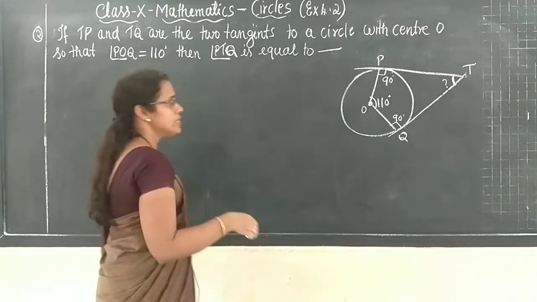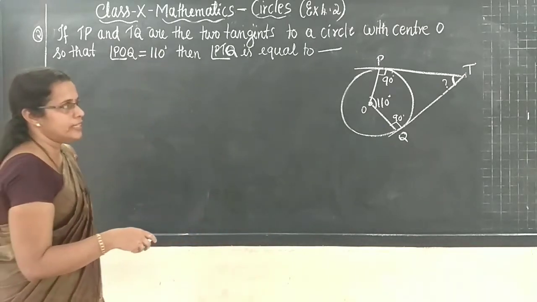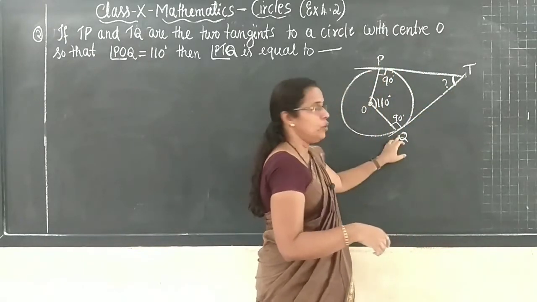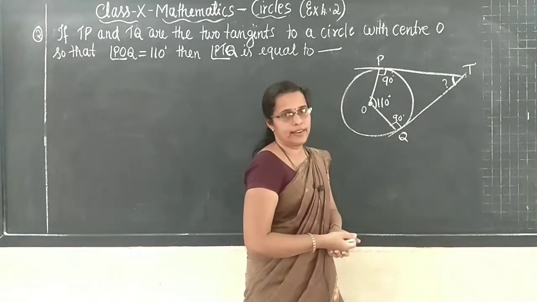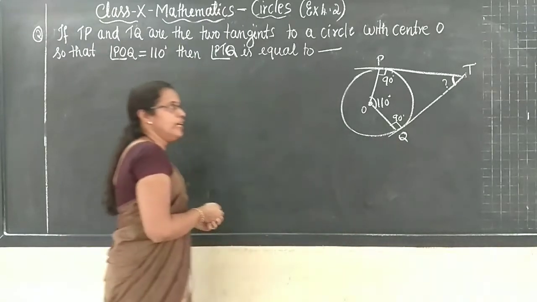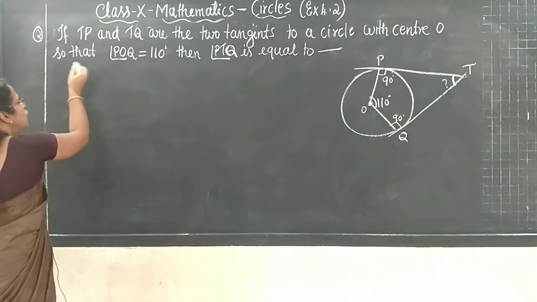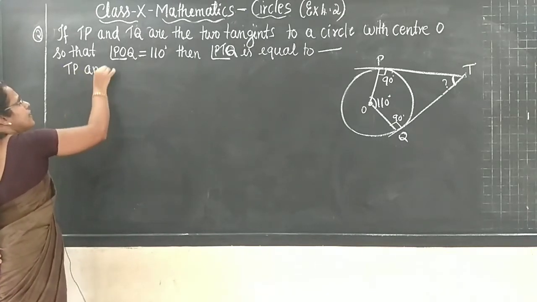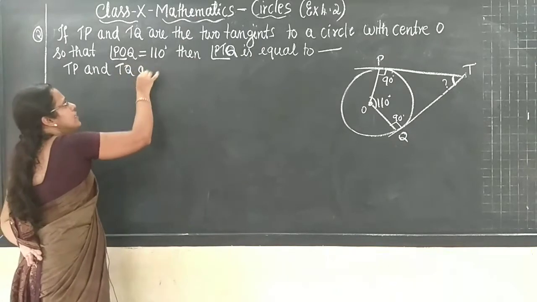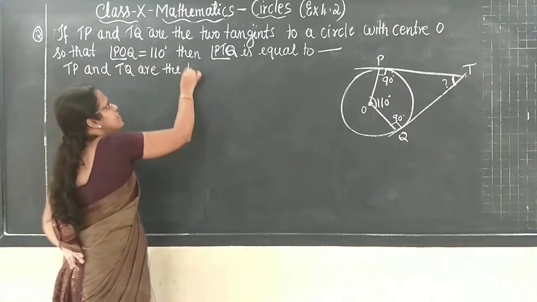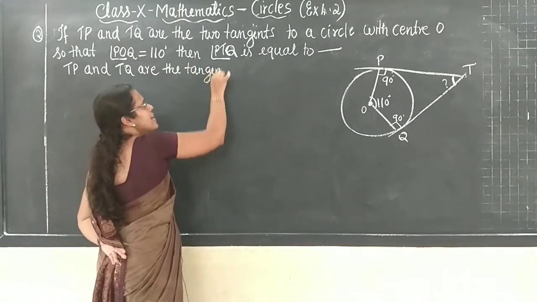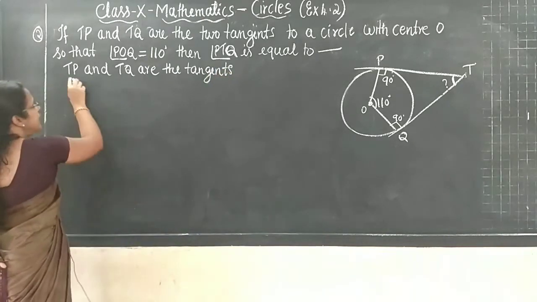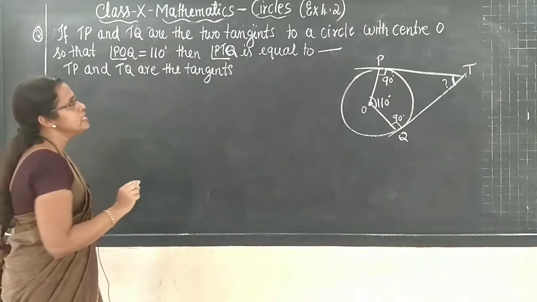Yes, children? So, the angle sum property of a quadrilateral. Since you have, right here, TPOQ is a quadrilateral. Okay, children? Can I write now? You know already, TP and TQ are the tangents. If they are tangents to the radius, they are perpendicular. Right, children? So, you have to write TP and TQ are the tangents.